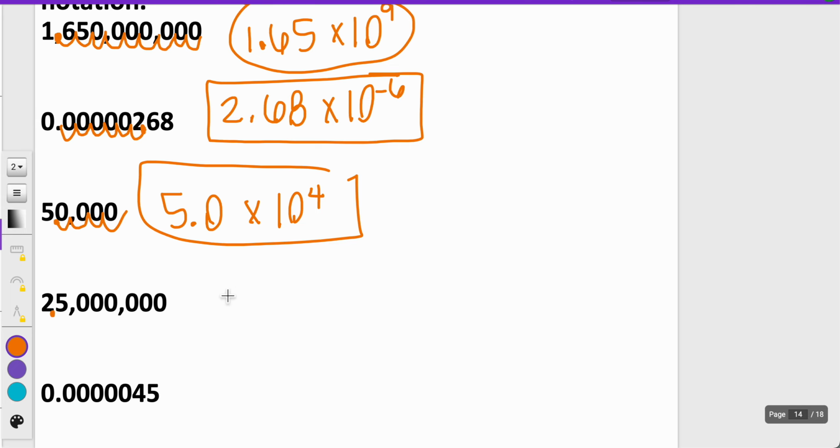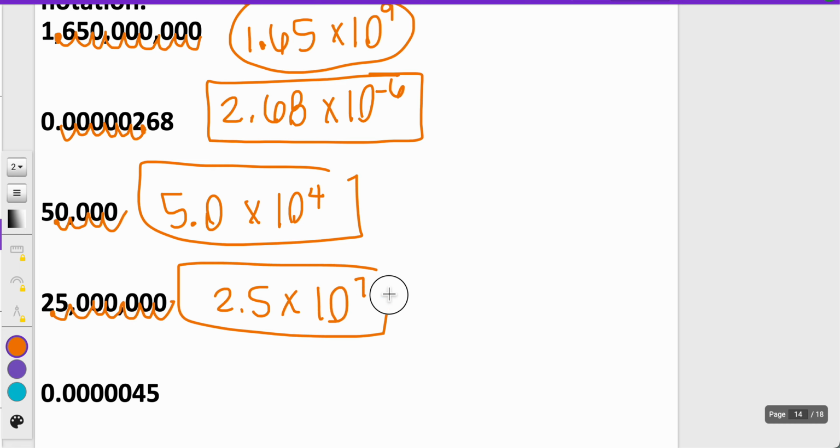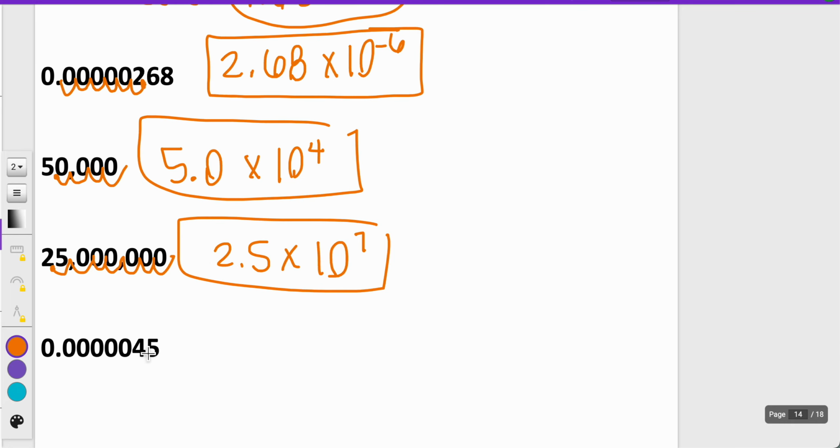25 million will be 2.5 times 10 to the 1, 2, 3, 4, 5, 6, 7th power. Positive number as well. And then last one on the screen, we have 4.5 as my decimal, times 10 to the 1, 2, 3, 4, 5, 6 power, but that should be a negative 6.